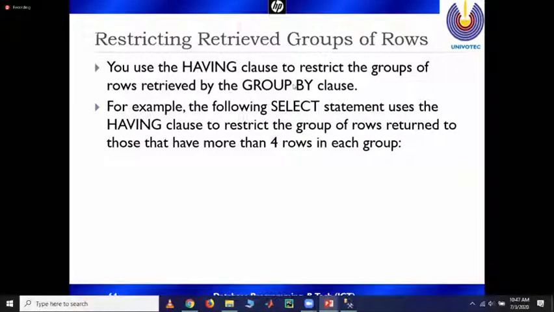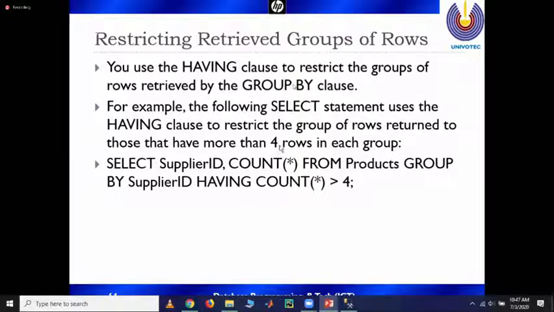For example, the following select statement uses the having clause to restrict the group of rows returned to those that have more than four rows in each group. Here: select supply ID, count from product group by supplier ID having count. Without group by, you cannot use the having.